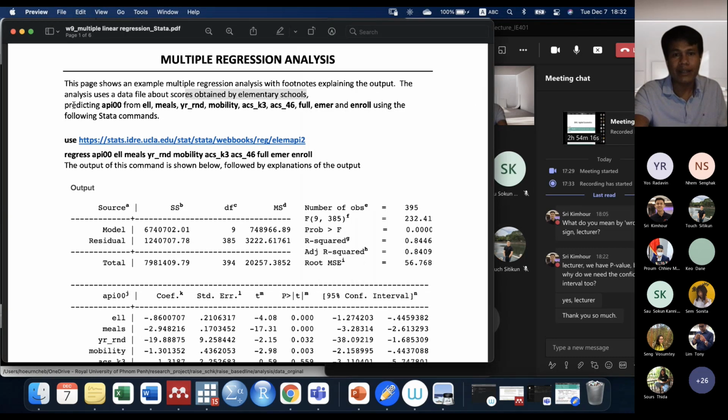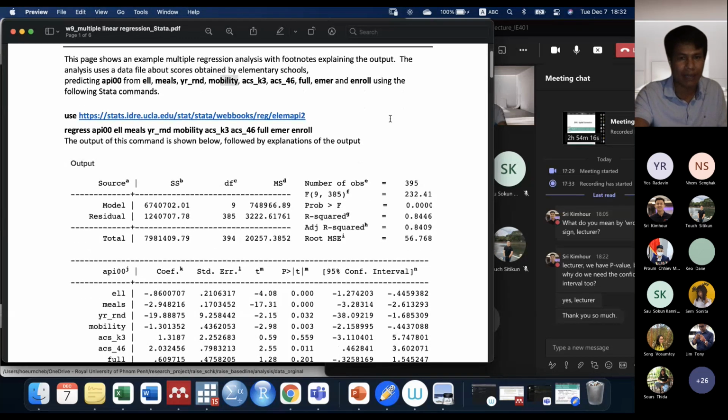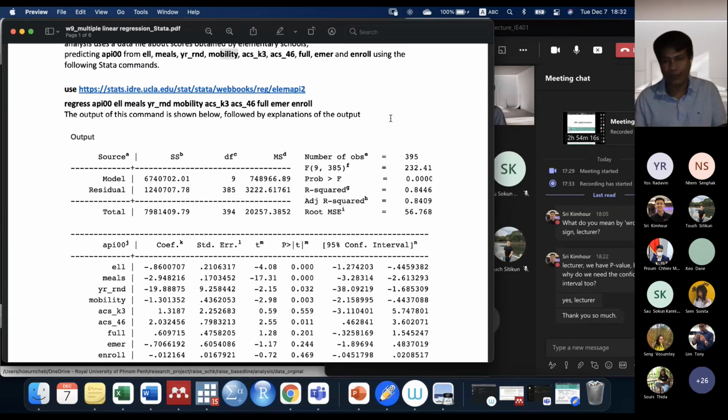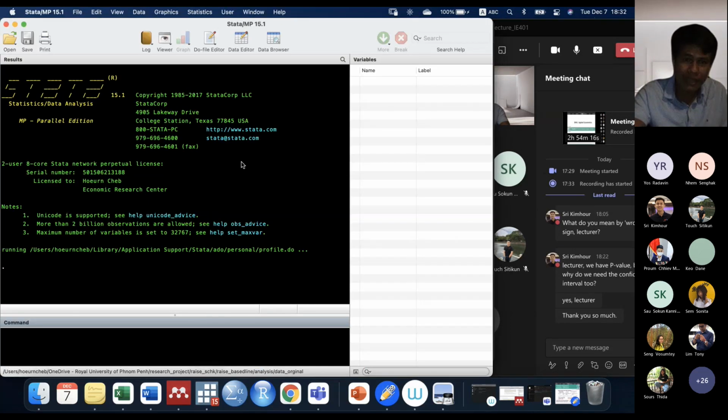The goal is to predict API00 from meals, year-round, mobility, ACS K3, ACS 46, full, emerge, enroll, and so on. So guys, here we do not know the variable names, but don't worry. We only look at some variables. So now please open your data.